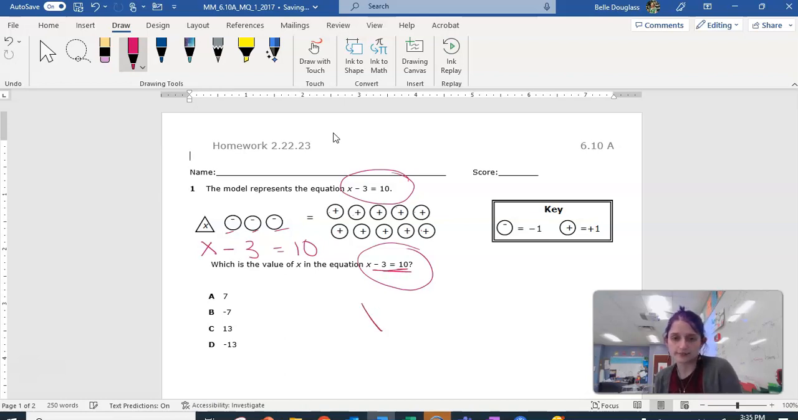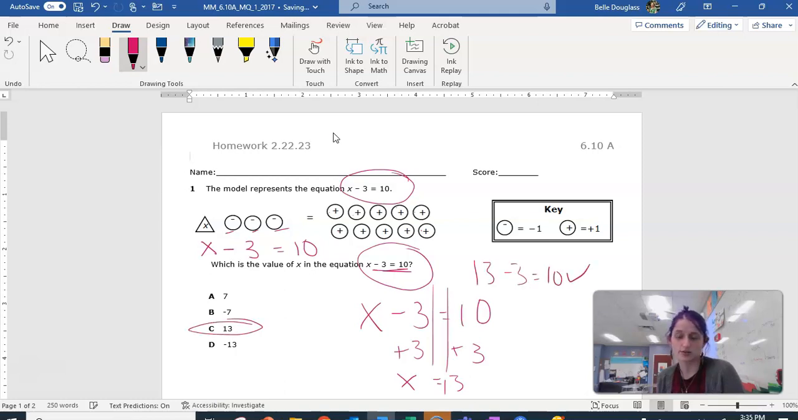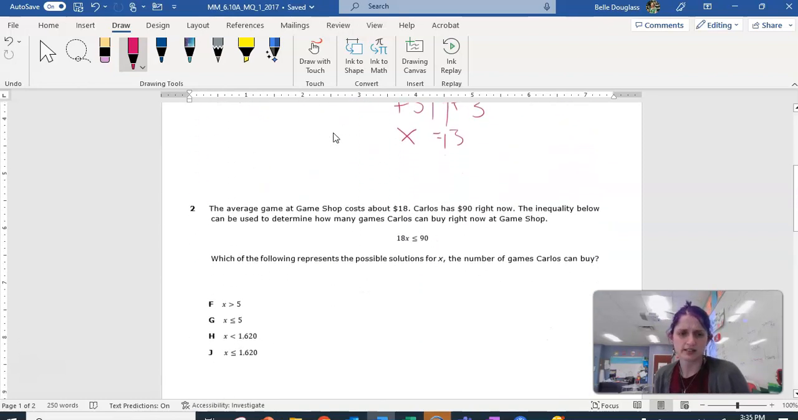So we need to solve it. X minus 3 equals 10. The opposite of minus 3 is plus 3. 10 plus 3 is 13. Quick double check, is 13 minus 3 10? Yes, it is. So that's our solution. Don't tell me it's 7. I know that 10 minus 3 is 7, but you're not doing the opposite of minus 3 is minus 3, because those aren't opposites. That's the same.